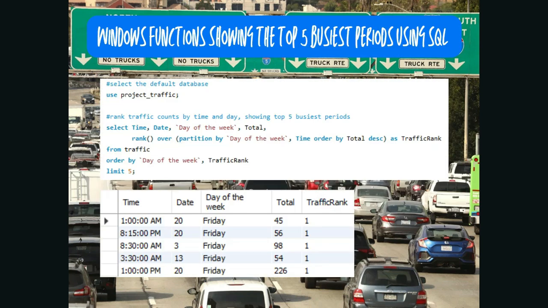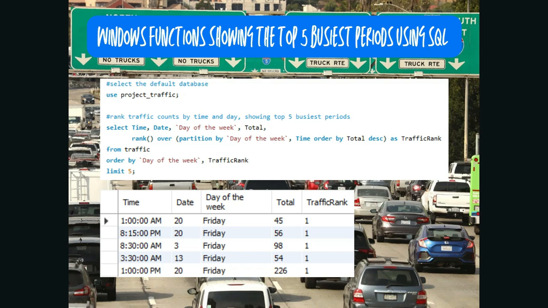So here I used the window function to rank the traffic counts total for a given day, showing the top 5 busiest periods. Given the output of the 5 busiest periods on a Friday, I can derive the following insights: the busiest time is from 1 o'clock, and this period shows the highest traffic counts, indicating that midday on Friday experiences a significant surge in traffic.